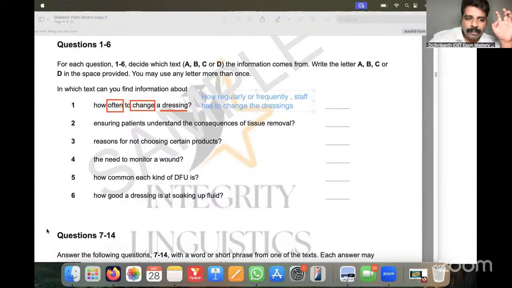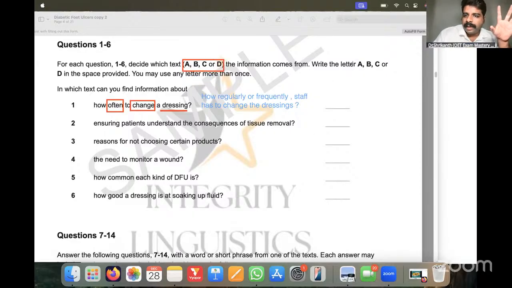Okay, so you should not forget this. This is what you need to understand. Here the question is asking you how regularly or frequently the staff has to change the dressings for the patients. Now, what are you supposed to do? Here, you are supposed to find out whether this information is in text A, B, C, or D, right?